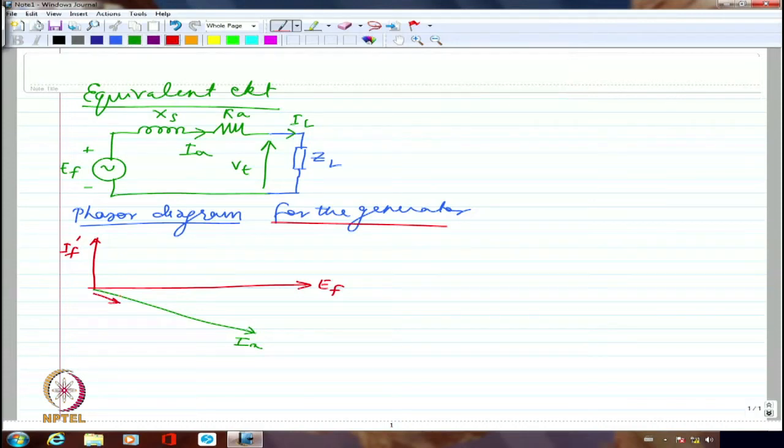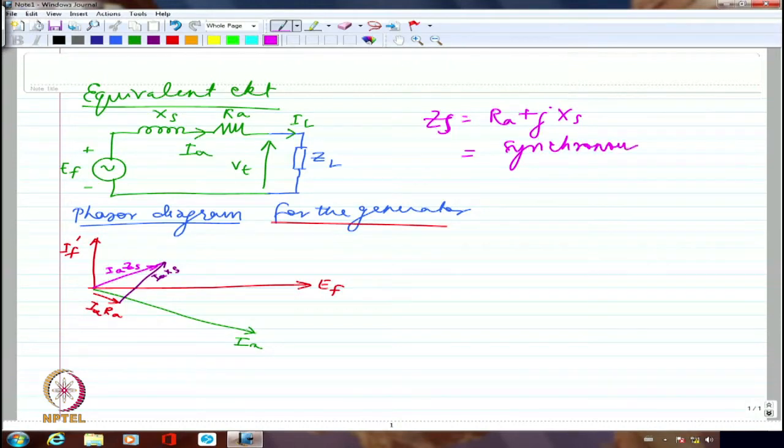So this is the load current, and I am going to have clearly, with respect to load current, if I draw a similar vector in phase with that, that is going to be IA RA. And perpendicular to that, I should draw as IA XS. So when I add these two, I am going to get IA ZS. ZS is the synchronous impedance, right? So I would say ZS is RA plus JXS. So we call this as synchronous impedance, right? Now this particular IAZS has to be subtracted from EF.